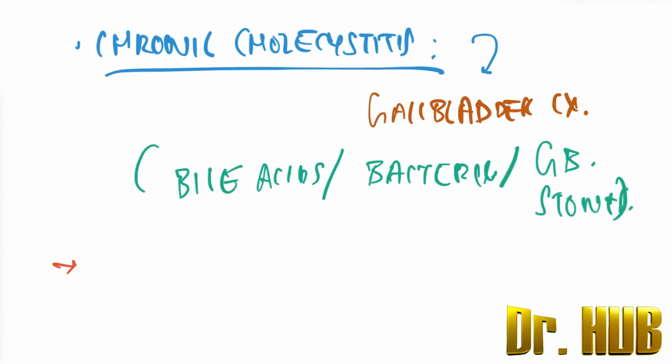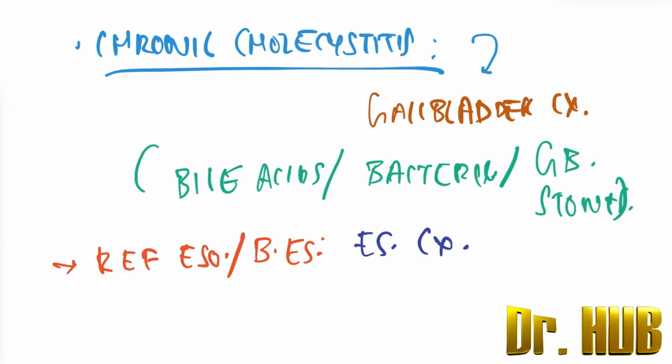The next condition is reflux esophagitis and Barrett's esophagus. This is associated with esophageal carcinoma, and the etiological agent is gastric acid.